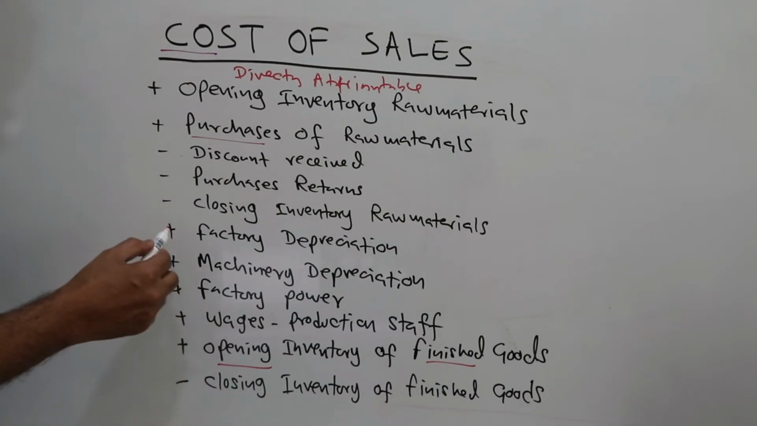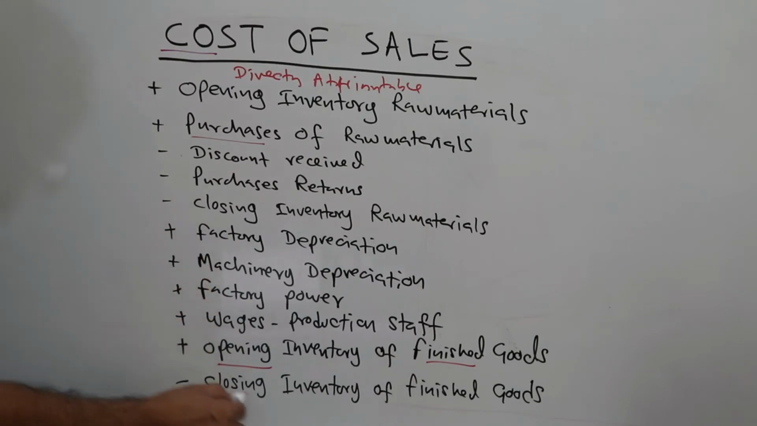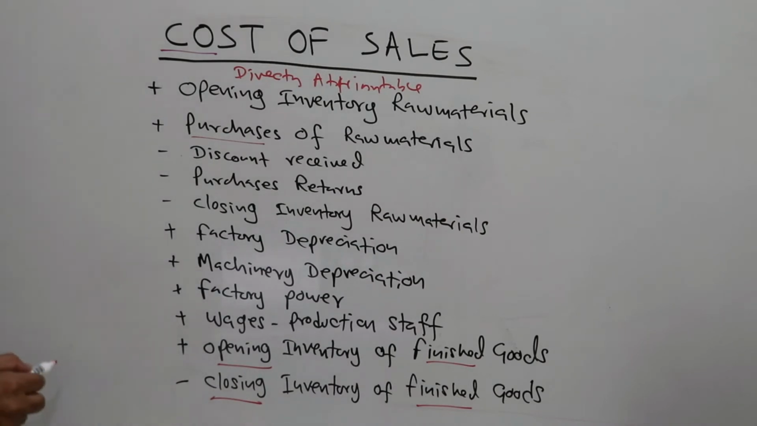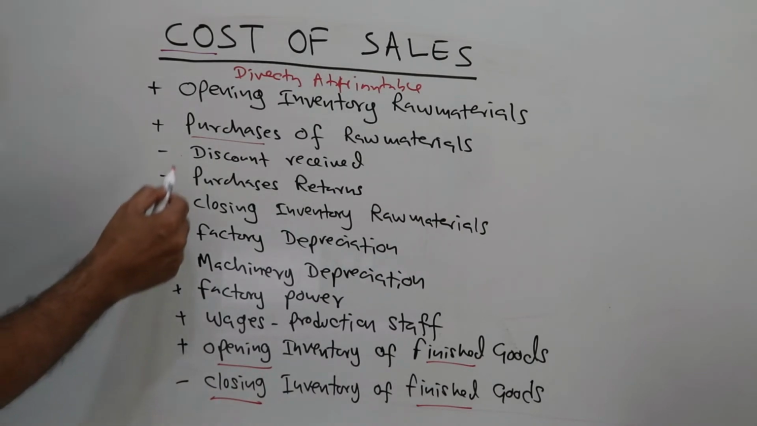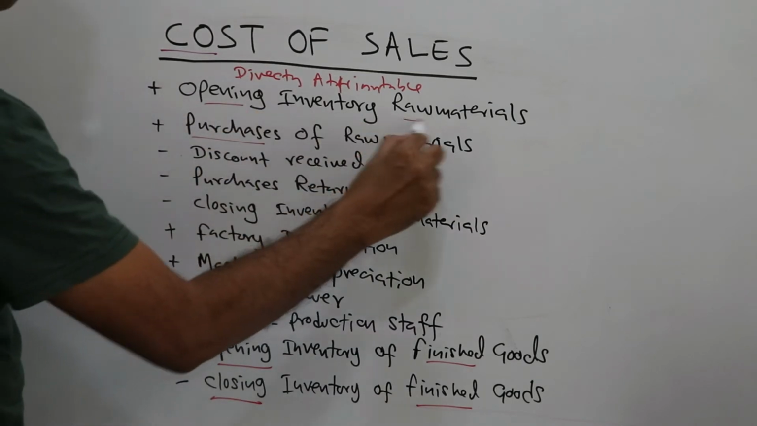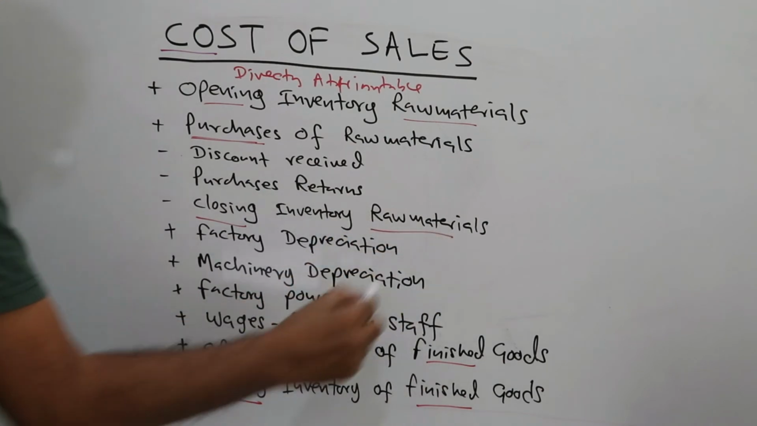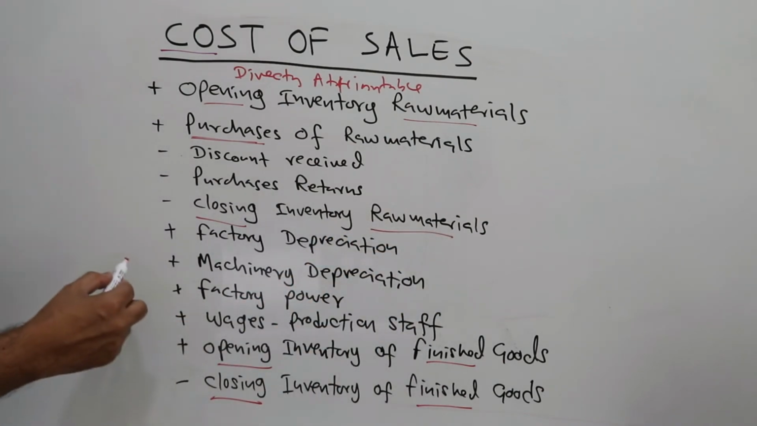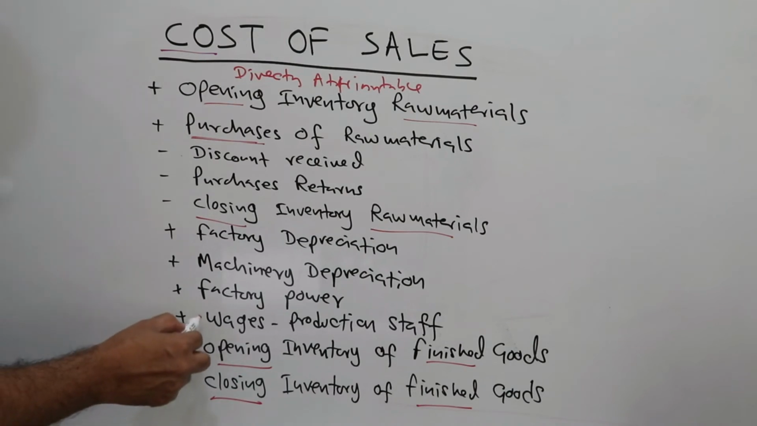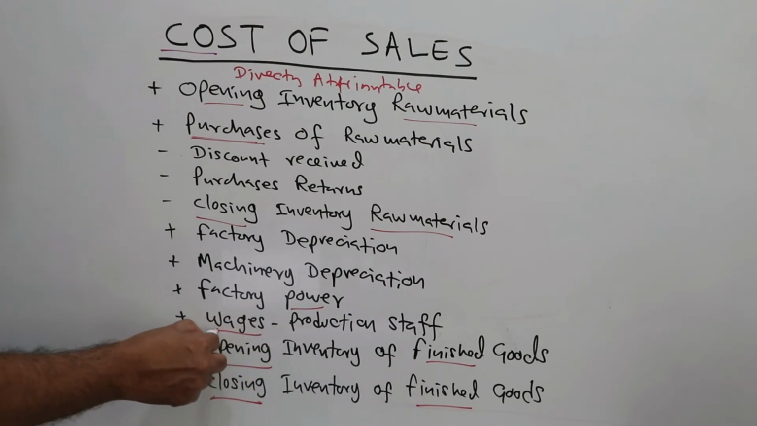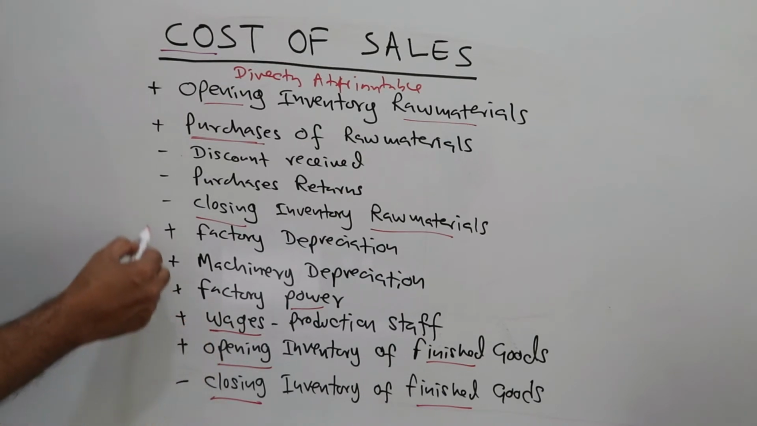Then you need to deduct the closing inventory of finished goods. So that's how you arrive at the cost of sales. But when it comes to a manufacturing company, in addition to finished goods, there will be raw materials: raw material opening stocks and raw material closing stocks. Then you will have to add all the factory expenses, all direct expenses, for example, the factory utility cost, electricity and water cost, then the direct wages of production staff, those who are involved in the production process. Those costs also you need to add.